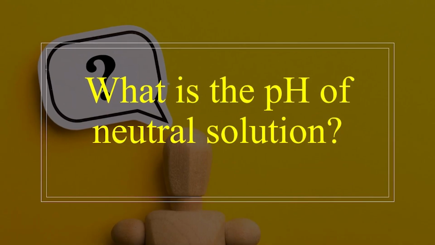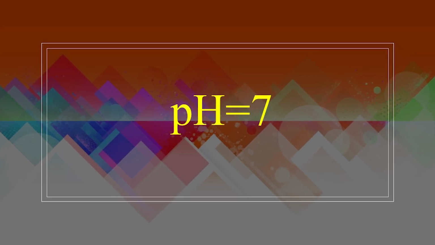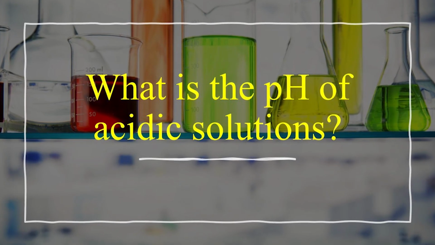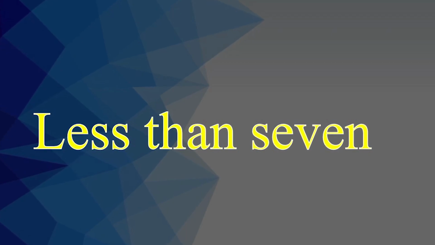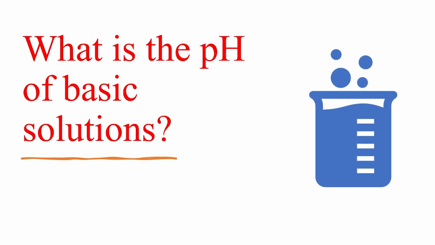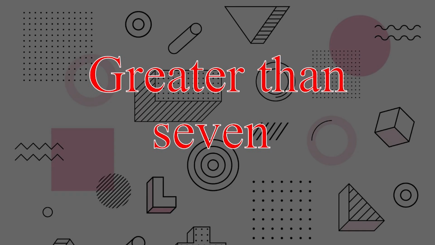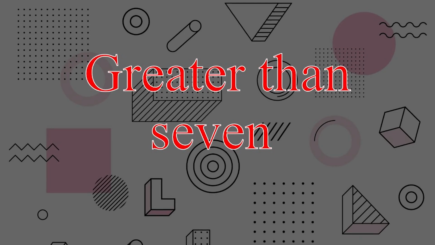What is the pH of a neutral solution? Yes, it is 7. What is the pH of an acidic solution? Yes, it is less than 7. What will be the pH of a basic solution? Yes, it is greater than 7.